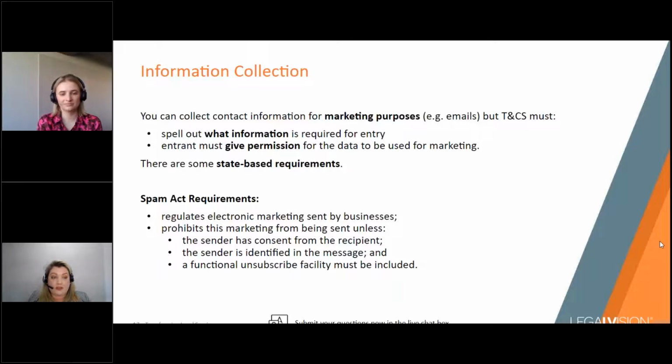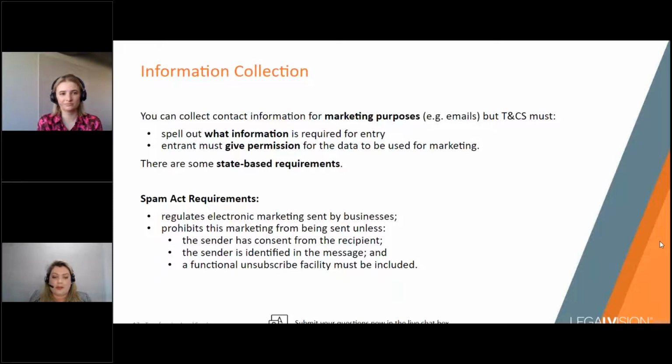It's important to note that Victoria has some specific requirements on this front, which set out that your trade promotions must include, as a minimum, a notification about if their personal information will be used for other purposes, and consent. So this is something that companies should always be aware of.